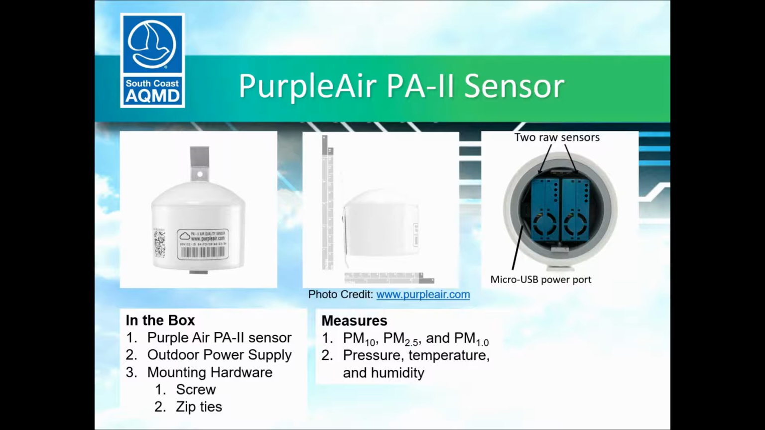The sensor measures 3 different fractions of particulate matter, PM10, PM2.5, and PM1. And it also measures pressure, temperature, and humidity. The sensor has 2 requirements to get it installed: it needs power and accessible Wi-Fi. And the estimated cost is $230, and for participating in the project, we're providing it to you free of cost.